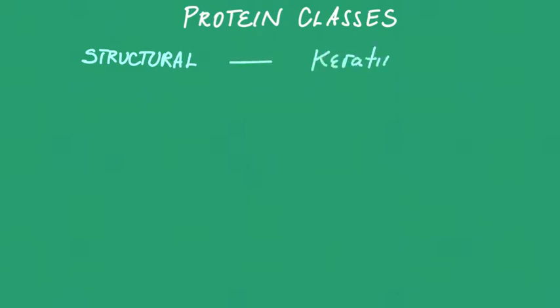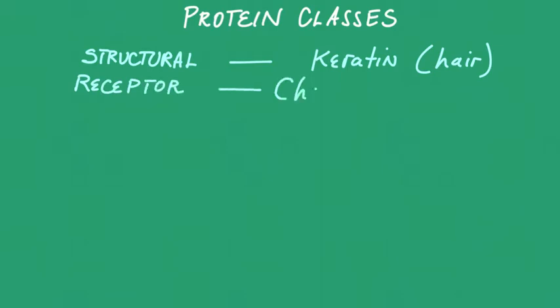Structural proteins provide structure, as in the case of keratin, which provides structure to hair and nails. Receptor proteins act as gatekeepers on a cell membrane, as in the case of channel proteins that allow only certain ions or molecules to enter the cell.